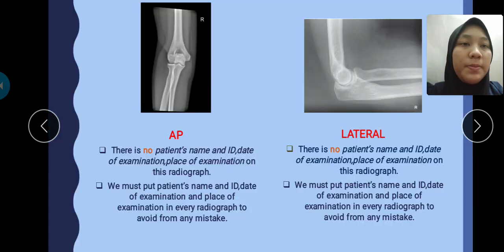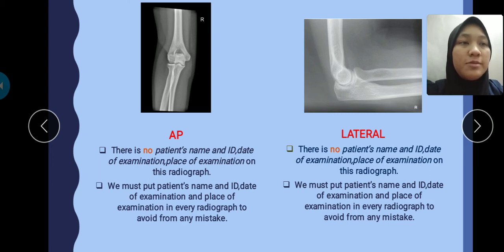Okay, for name, there is no patient's name, ID, date of examination, and place of examination on this radiograph. So we must put patient's name and ID, date of examination, and place of examination on every radiograph to avoid any mistake. The same thing happened to the lateral projection of elbow. So we must put patient's name and ID, date of examination, and place of examination in every radiograph to avoid any mistake.